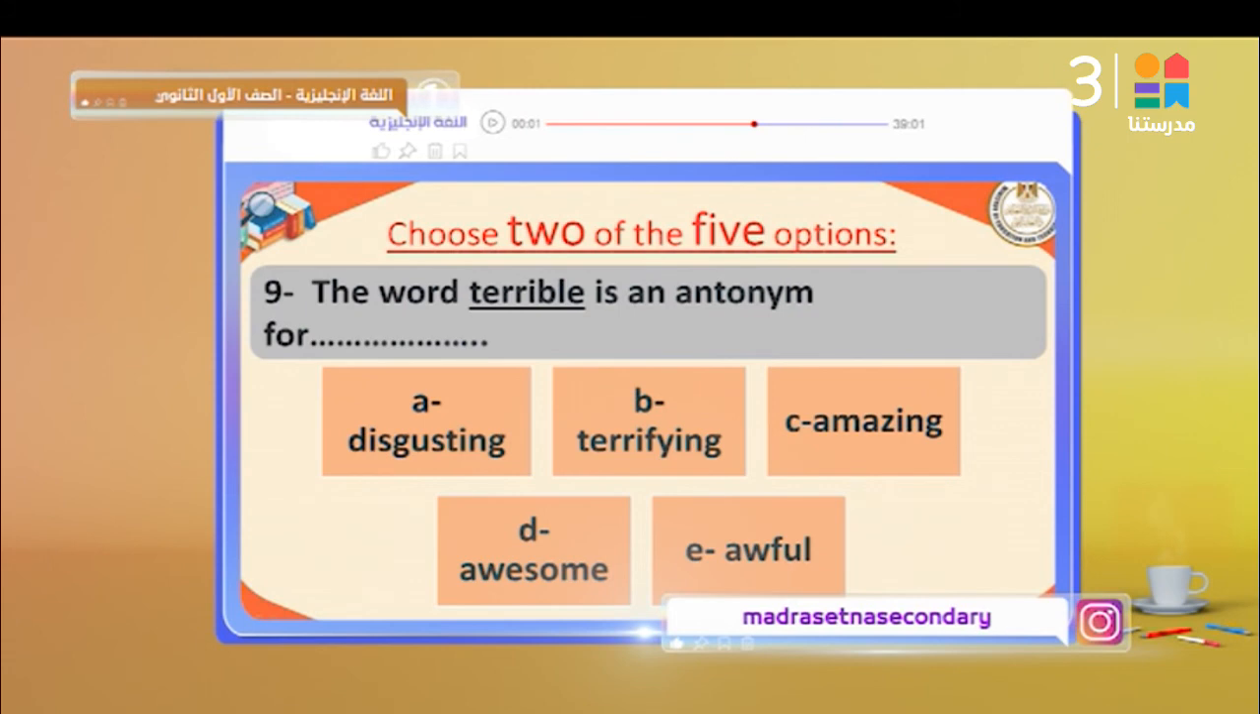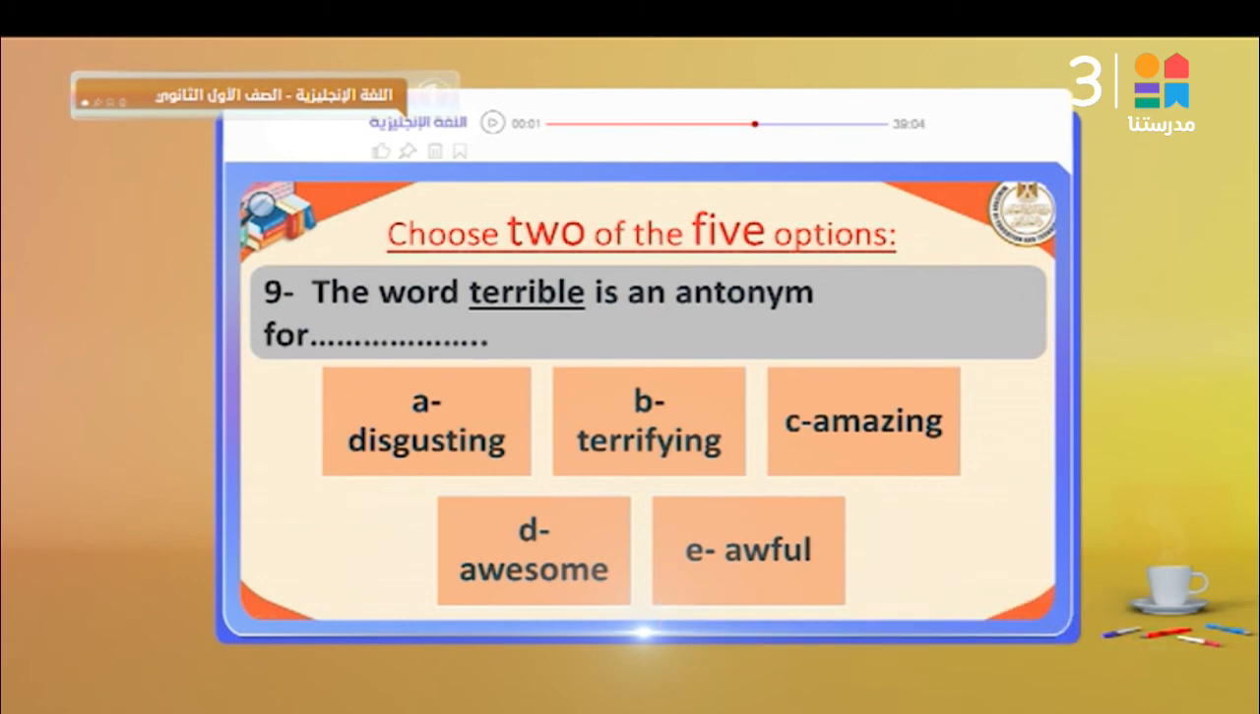Awful means very bad. So it's like terrible. Awful has the same meaning as very bad. Okay, amazing means something wonderful. Or awesome. Again, awesome means fantastic, fascinating, wonderful. All these are the opposite meaning of terrible.